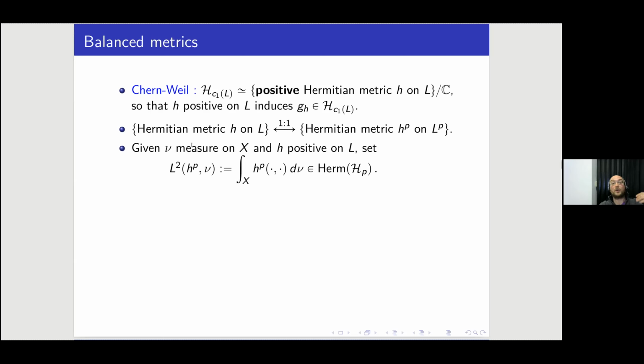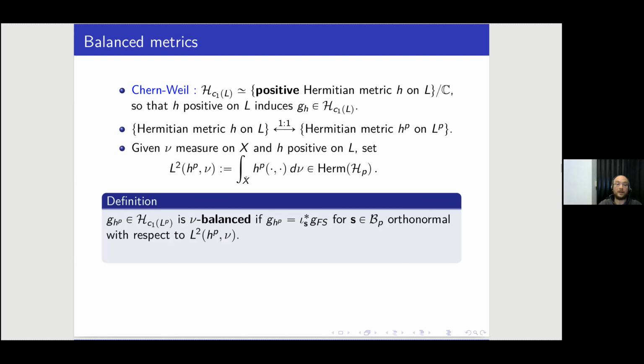And finally, given a measure nu on X and a positive matrix on L, we consider the Hermitian products on the holomorphic sections given by the so-called L2 Hermitian products, where you simply use HP to integrate two holomorphic sections against one another. And now I can define the notion of a balanced metric in HC1 of LP. It's called nu-balanced if GHP is equal to the pullback of the Fubini-Study metric for an orthonormal basis with respect to this L2 product, right?